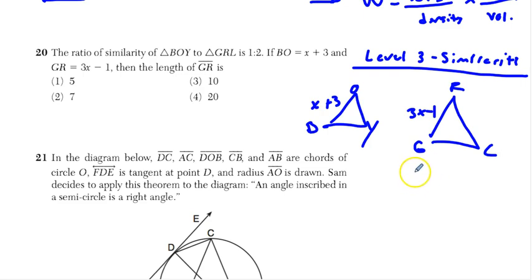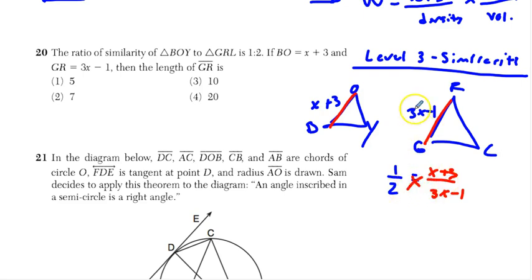We know the ratio of BOY to GRL is 1 to 2. All right? The ratio is 1 to 2. So we know the ratio of the sides is also 1 to 2. The ratio of this side to this side will also be 1 to 2. So we just write this equation now. x plus 3 over 3x minus 1. That's right. If you got some similar triangles, you're going to be setting up some ratios.